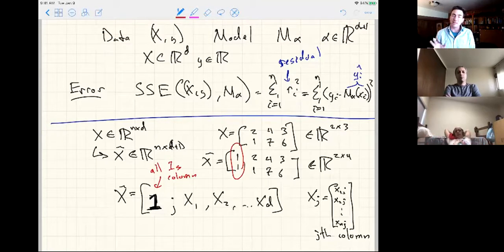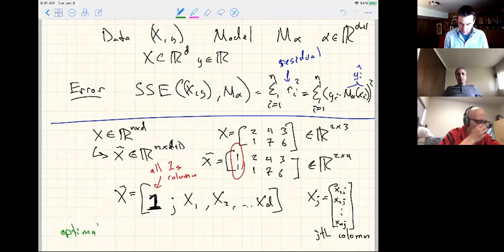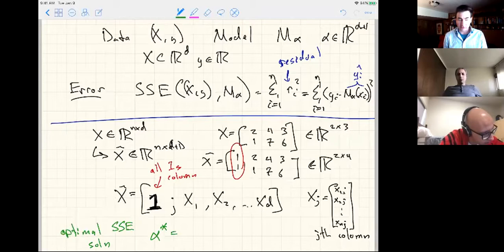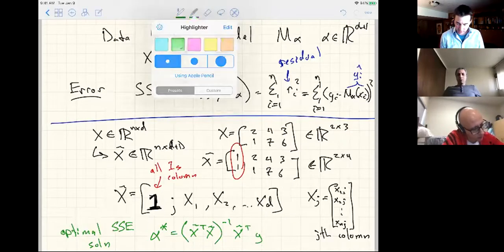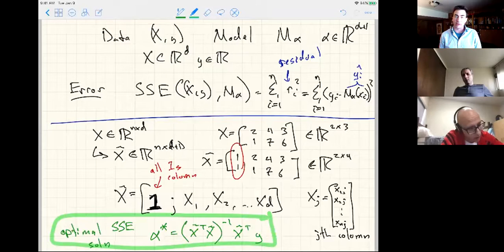But now my dependent variables, including worrying about the offset, have all been encoded inside this matrix. And then I can have the solution. The optimal sum of squared error solution alpha star, I can just write as x tilde transpose x tilde, inverse, x tilde transpose y. I can apply these linear algebra operations and the output will be the solution, the coefficients. This is going to be a d plus one dimensional vector, alpha star.